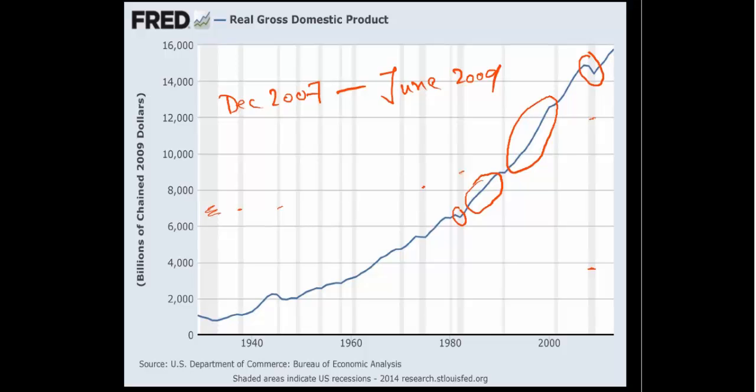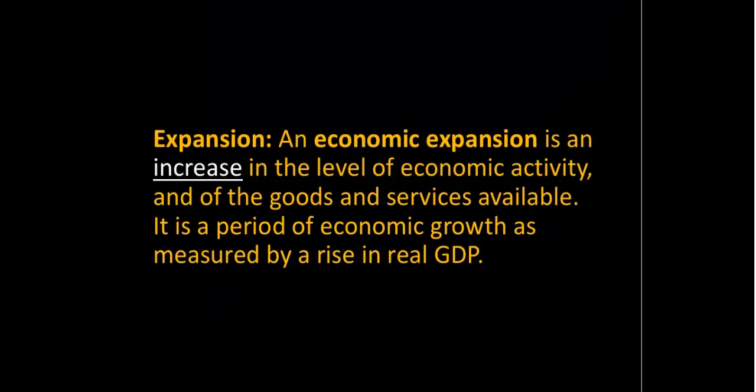Let's first define what expansion means. Often we use the words expansion or recession. So let's start by defining expansion. An economic expansion is an increase in the level of economic activity and of the goods and services available. It is a period of economic growth as measured by a rise in real GDP. So expansion is a time when GDP increases, which essentially means we are producing more. If we are producing more, we get to consume more. This is a time when we experience a huge increase in standard of living.